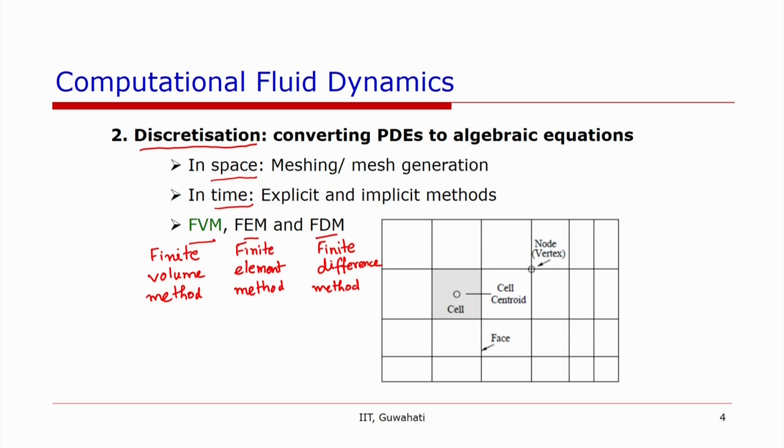So in the finite volume method, the entire computational domain, entire volume or entire area, depending on whether the problem is two-dimensional or three-dimensional, is divided into smaller volumes or smaller cells. So the domain here, for example, has been divided into different cells, as you can see along these lines, and the center of the cell we call cell centroid, and the intersection points are called nodes, and there are faces of the cells. This is a simple terminology.